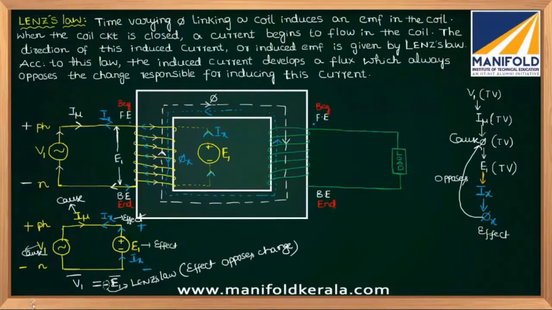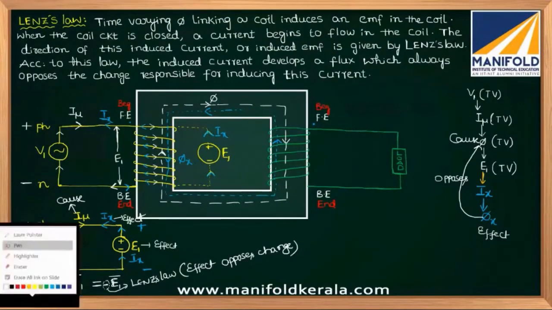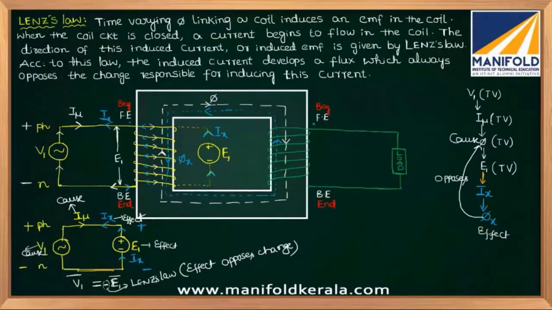So that's the reason why I will write in the primary side V1 bar equals minus E1 bar. It is not E1 bar, it is minus E1 bar. Tell me, guys, why am I giving the minus symbol? Because of Lenz's law, to show that the effect is opposing the cause. To show that, we are showing the minus symbol in the equation. Is it clear?